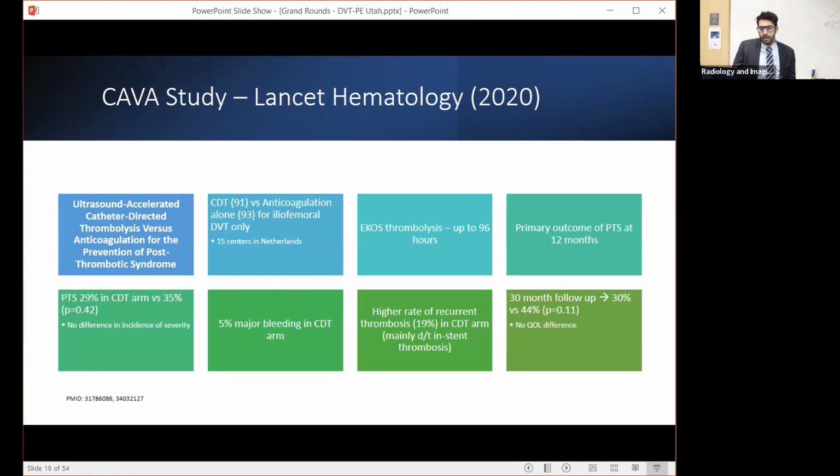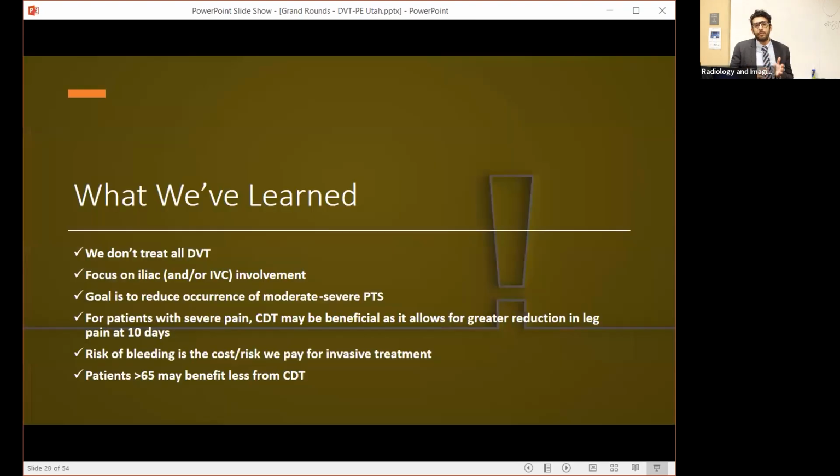And so, what have we learned based on those studies? Because those are the three major randomized controlled trials we have about DVT interventions. Really the main takeaway is that we don't treat all DVT. Even though the open vein hypothesis makes sense, it really hasn't borne out completely in the literature. And really the main reason probably why is that some of the vessels that we're treating, if they're too small, are not going to benefit from a treatment, and they're going to come at the risk of bleeding. So we really only focus on iliac and/or IVC DVT for the most part.